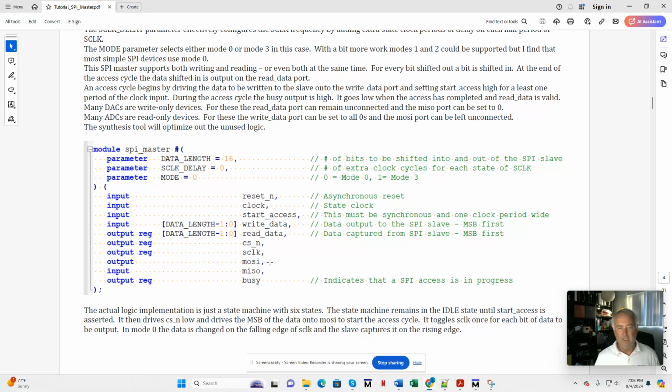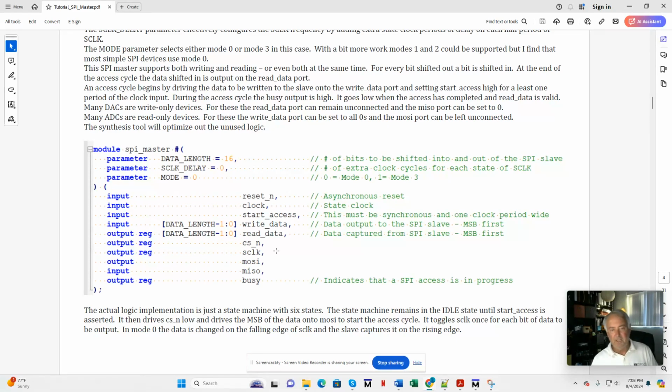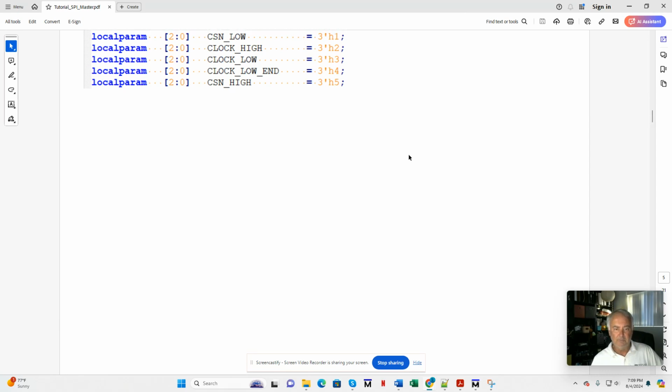And your synthesizer will just optimize out the unused logic. All right. So the actual implementation in Verilog is just a state machine with 6 states. Right? We stay in the idle state until the start access signal is asserted high. We transition to CSN low state where we assert the chip select and so forth.